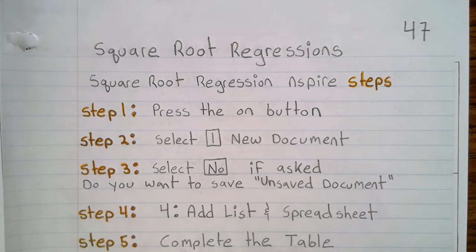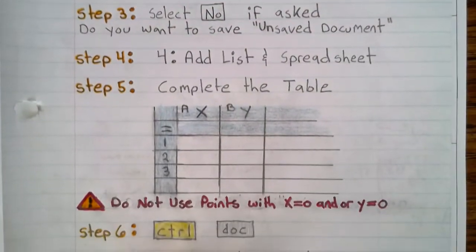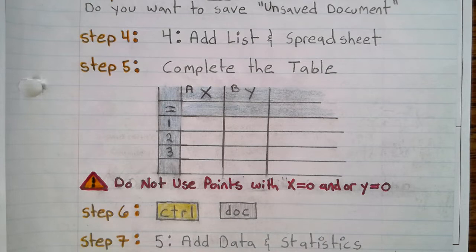Square root regressions on the Inspire take these steps. Step 1, press the on button. Step 2, select 1, new document. Step 3, select no if asked do you want to save unsaved document. Step 4, press 4, add list in spreadsheet. Step 5, complete the table.